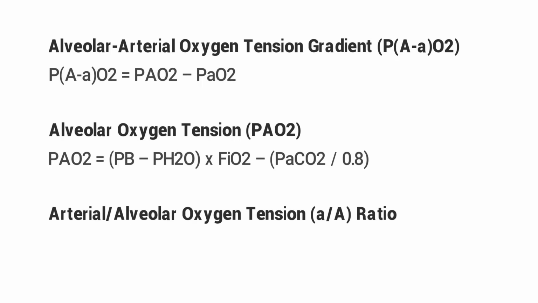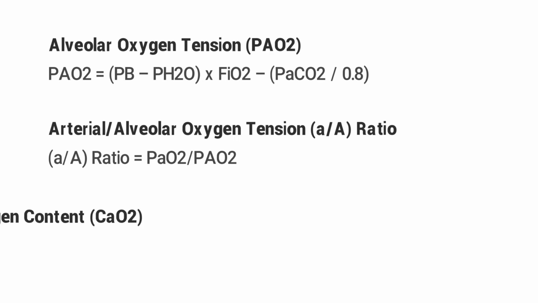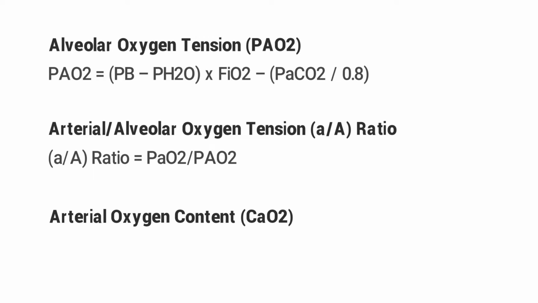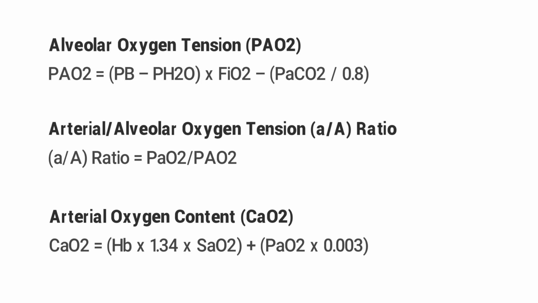Arterial alveolar oxygen tension ratio, or A to A ratio. This is equal to the arterial partial pressure of oxygen divided by the alveolar partial pressure of oxygen. Arterial oxygen content, or CaO2. This is equal to hemoglobin times 1.34 times the oxygen saturation. Then you add that to the arterial partial pressure of oxygen multiplied by 0.003.